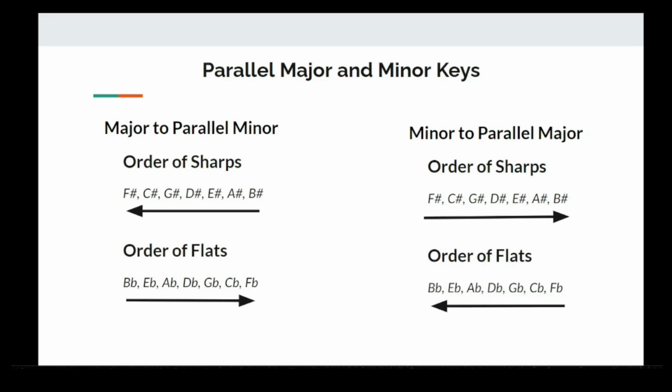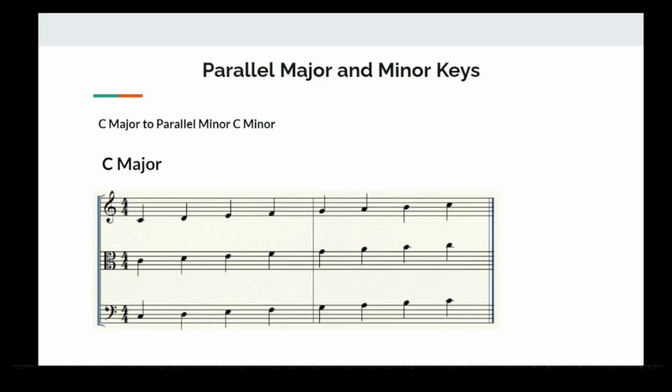Let's look at an example of how to go from a major key to its parallel minor and a minor key to its parallel major. Let's start with the key of C major. The parallel minor of C major would be C minor. Because the tonic pitch does not change, we can leave the notes that are present and instead just change our key signature.